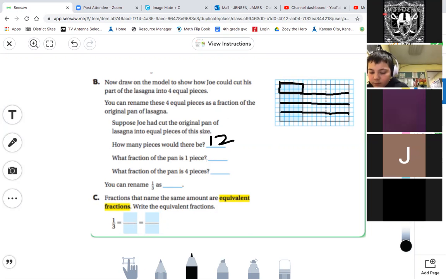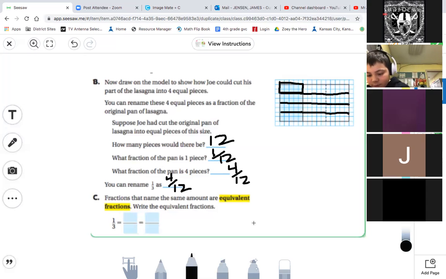1/12. Very good. And then what about all four of the pieces? What fraction would that be? 4/12. Yep, 4/12. So that means 1/3 can be renamed as 4/12. An example of equivalent fractions.